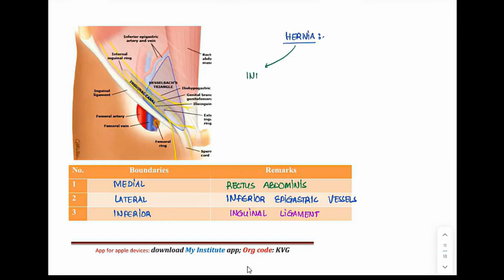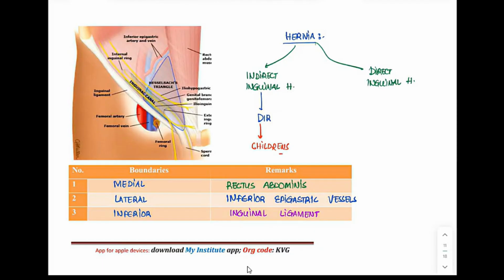So there are two mechanisms. One is indirect inguinal hernia, and the other one is the direct inguinal hernia. Indirect is the one where the content enters through the deep inguinal ring, travels through the inguinal canal, and comes out through the superficial inguinal ring. This is indirect, especially seen in children.